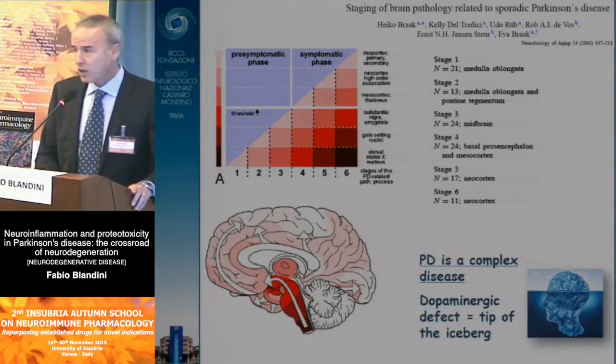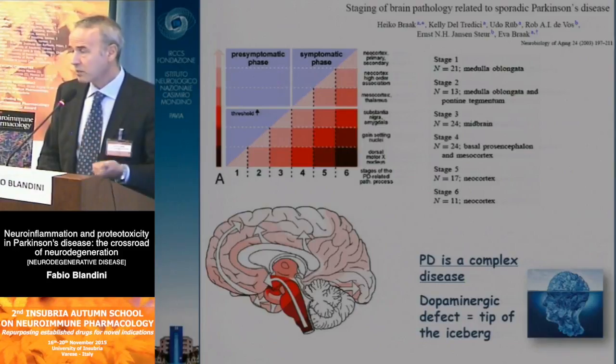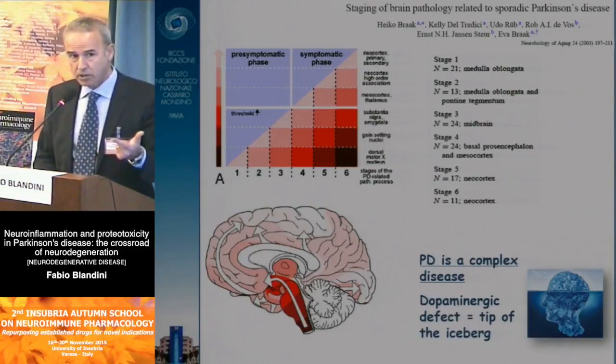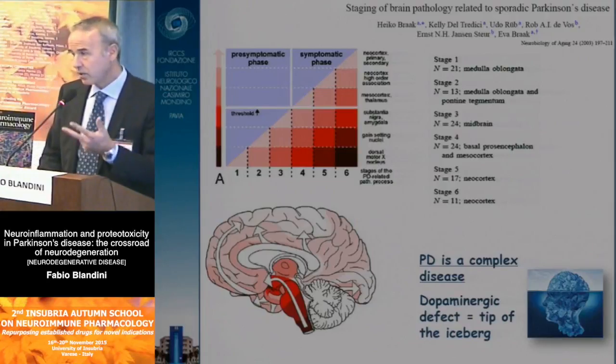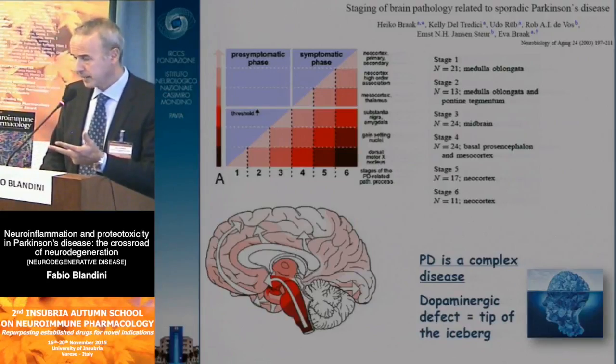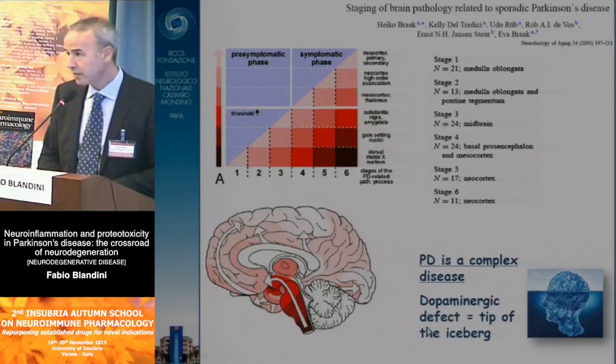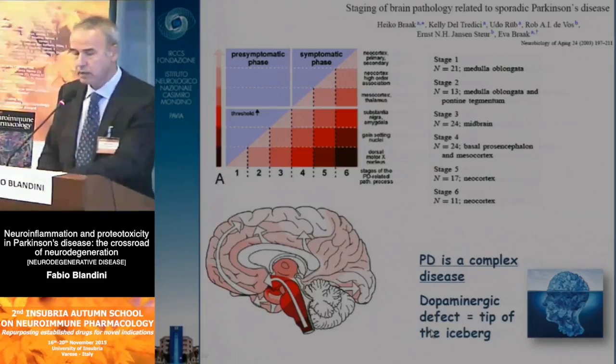So Parkinson's disease is a complex disease. It is complex in terms of clinical manifestation. It is complex in terms of pathology, and we will see it is also complex in terms of pathogenic mechanisms. So the dopaminergic defect is possibly just the tip of the iceberg, but under the surface there is much more.